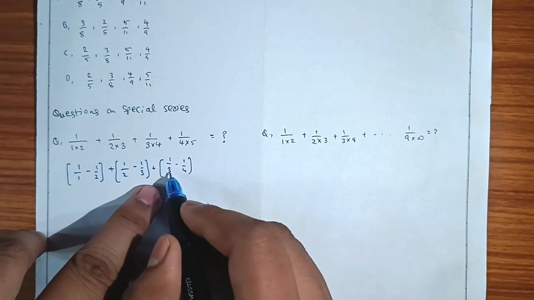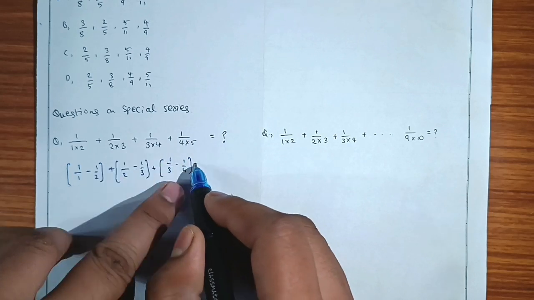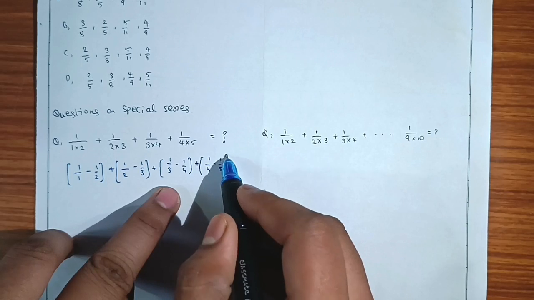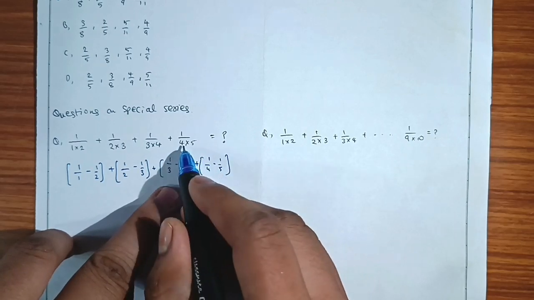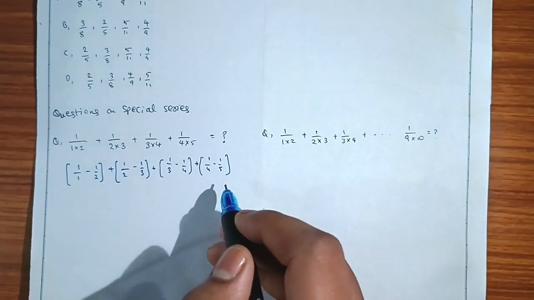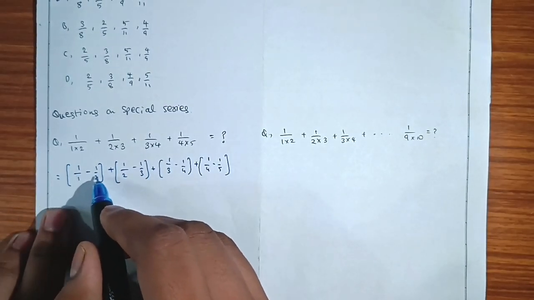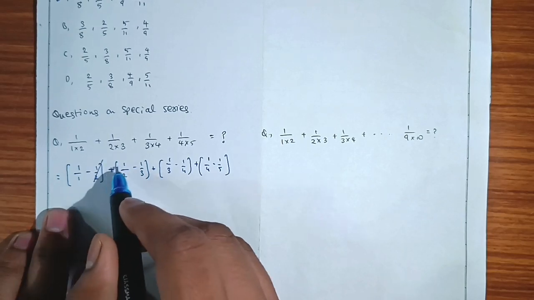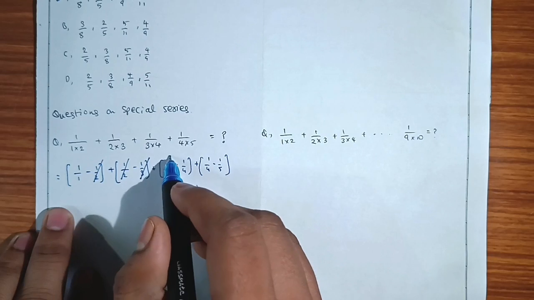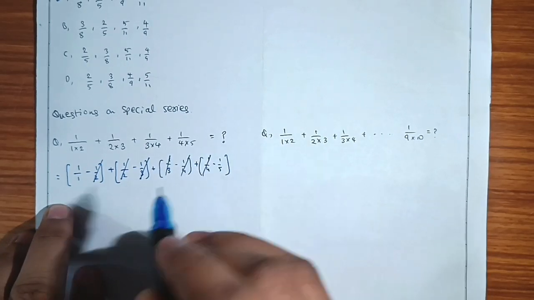So which is like 3 cross 4 in the denominator, and the numerator will be the 1, plus 1 by 4 minus 1 by 5, which is like the denominator will be the 4 cross 5 and the numerator will be the 1. So when you see clearly this one, minus 1 by 2 plus 1 by 2 we can cancel out, minus 1 by 3 plus 1 by 3 we can cancel out, minus 1 by 4 plus 1 by 4 also you can get cancelled.